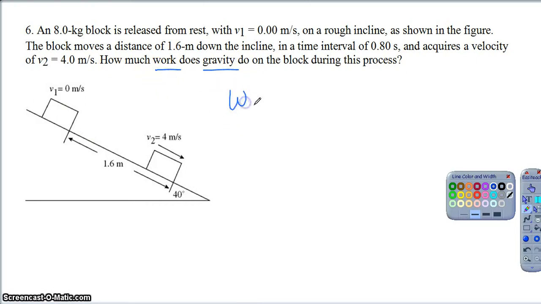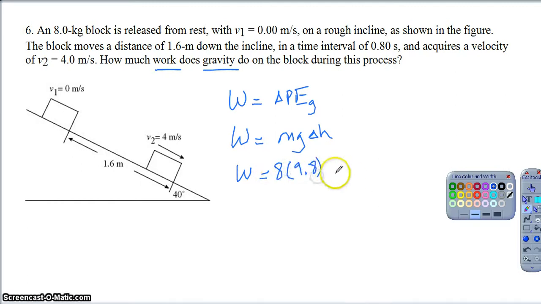Because I know that the work done by gravity would be simply the force of gravity times the component down the ramp, or better yet, simply the change in potential energy due to gravity. Whatever work is done by gravity, that's going to be whatever change in energy I've had for gravity. So all I really have to do is find my change in height, and that's going to help me find the work done by gravity. So my work is simply my mass times gravity times my change in height. The work equals the mass, which they gave me, of 8, the gravity, which we know is always 9.8 unless we're on another planet.